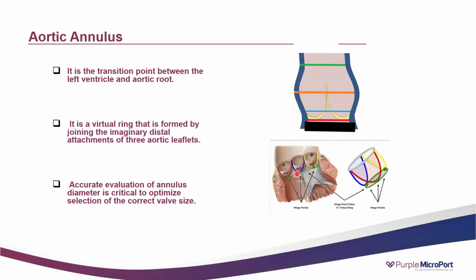Annulus is the transition between the LV and the aorta, and it is formed by an imaginary line. When all these three cusps, right coronary cusp, left coronary cusp and non-coronary cusp are joining, they will form a circular ring, and this is called your annulus. This corresponds to your valve size. So I hope there are no questions or should I move on? Clear, Rajan? Okay, fine.